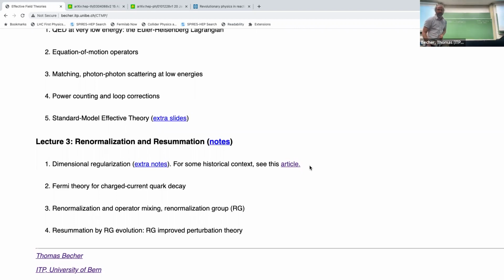Good, welcome. So this third lecture, you see the schedule here, we'll discuss renormalization and then resummation in effective field theory. And indeed, the resummation of logarithms is something which Matt has already mentioned several times, and it's an important reason to use effective field theory.